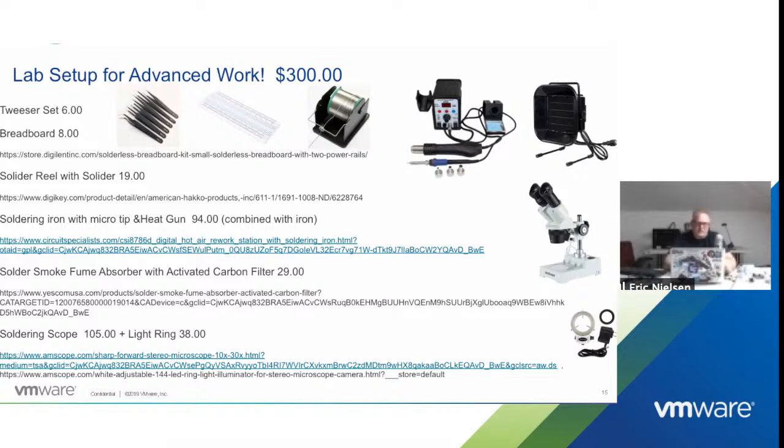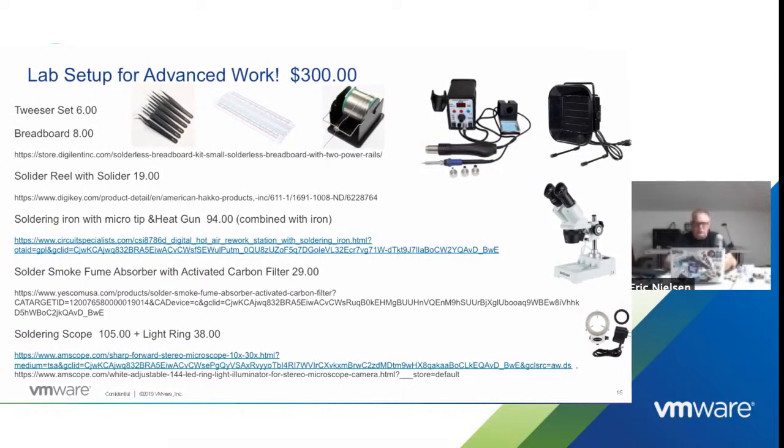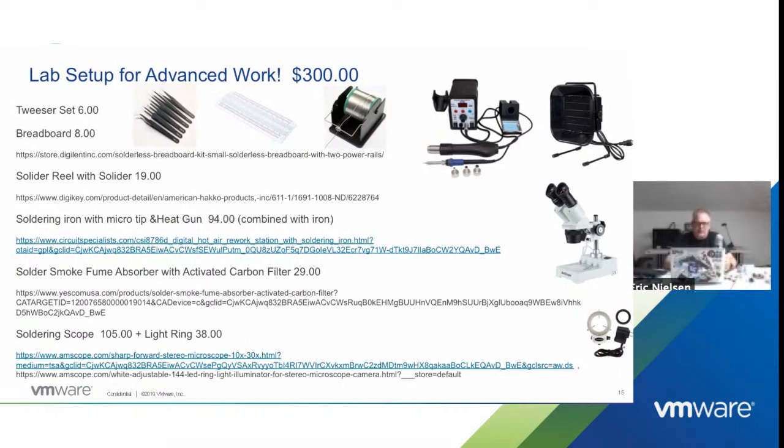Tweezers, you need tweezers. You can get a nice tweezer set for $6 on Amazon. These are all on Amazon mostly. Some of these are from different places. A breadboard is nice if you're just wiring things together. It has a power rail and a ground rail, 2 power and 2 ground rails. That's the blue and red on each side of that. And then little holes that you can connect other wires to.